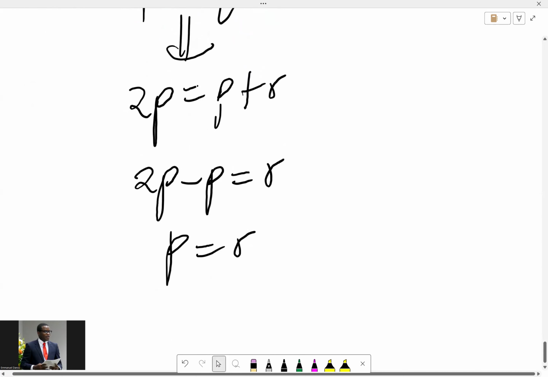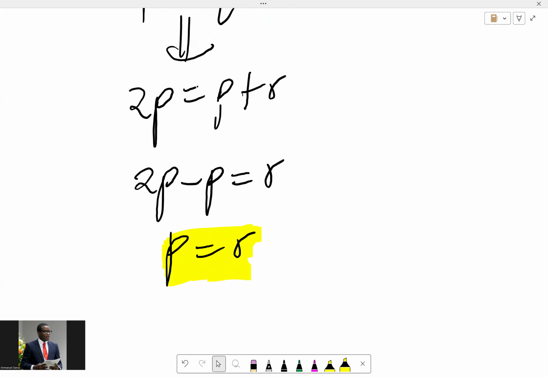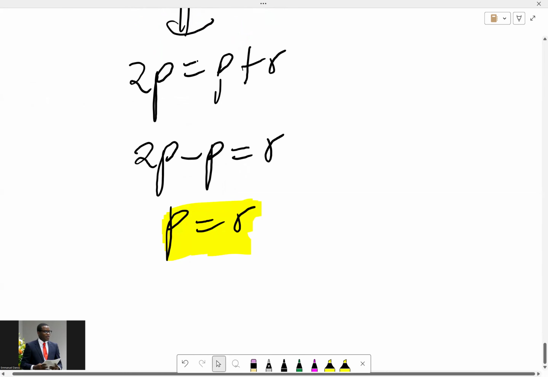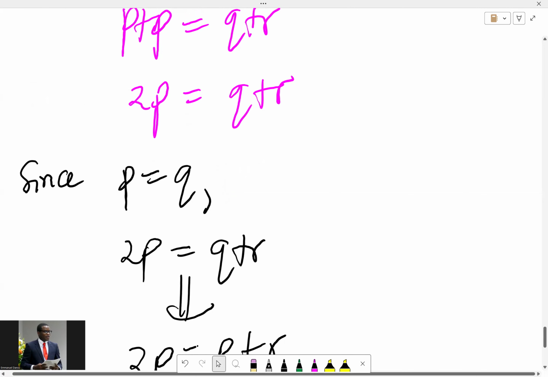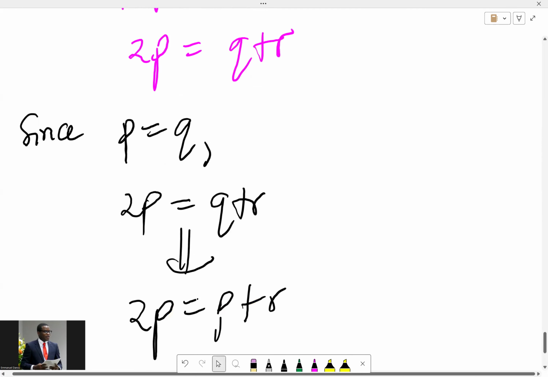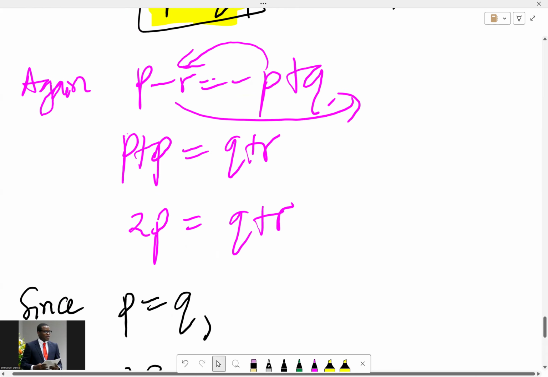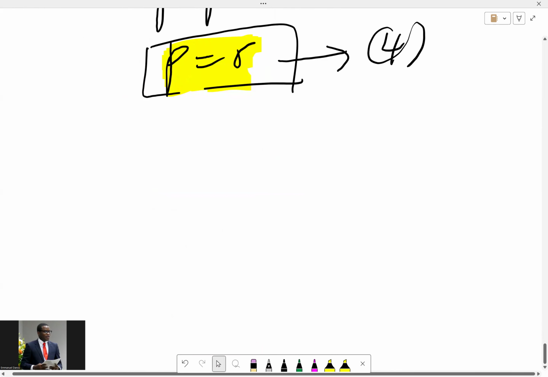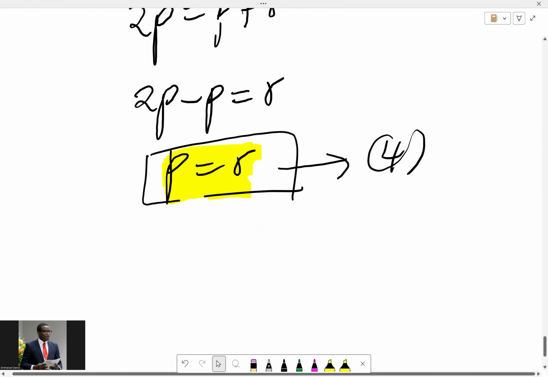So we already know, I guess I want to also call this equation, this should be the fourth equation, right? This is equation 4. So in equation 3, we know P is equal to Q. In equation 4, we know P is equal to R. So we can combine both.